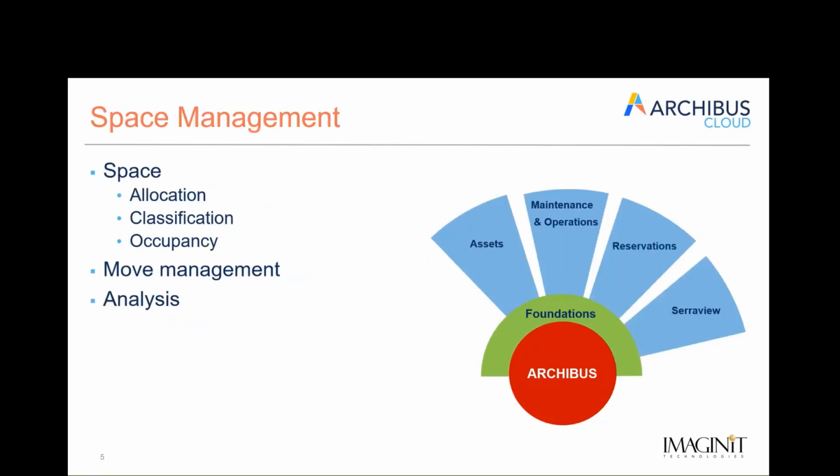Today we're going to focus on the area of space management, and I'd like to tell you that space is rocket science, but we all know it's really about what do we have, what are our allocations, how are we classifying our space, where are our occupants, doing move management, and once you're starting to track occupancy, then some analysis, be it at a personnel level or a departmental level or room type level, to help make better, smarter decisions.